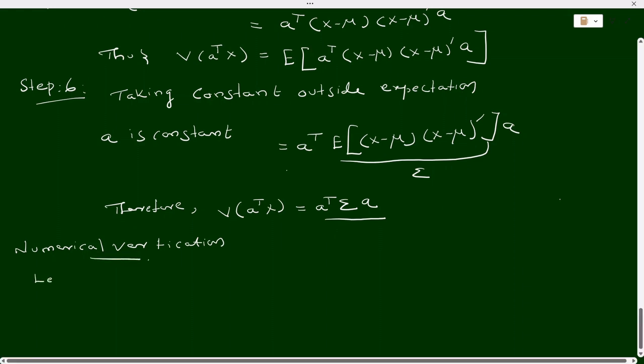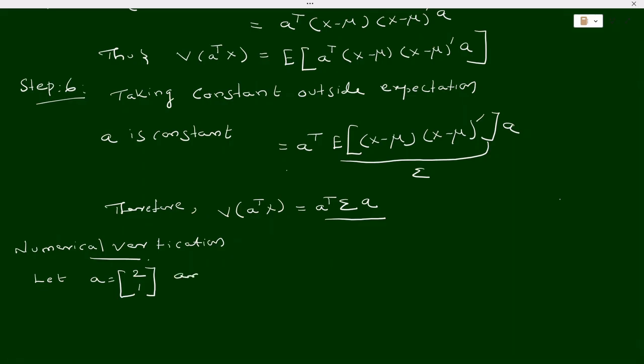So let us consider A is equal to (2, 1), and capital sigma is equal to a 2 cross 2 matrix: 4, 2, 2, and 9. And what will be the sigma A? So sigma A is this part. We are multiplying sigma and A.